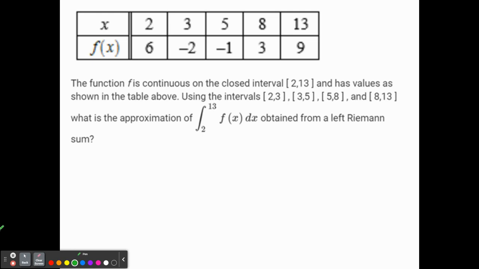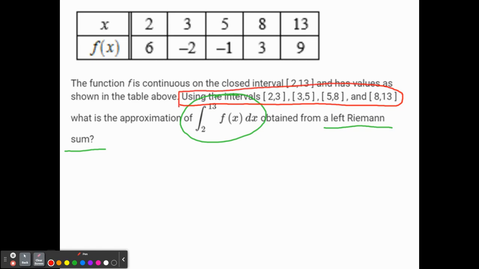The first thing that sticks out to me is that this is a left Riemann sum problem where I'm approximating this definite integral. The next thing that sticks out to me in this problem is that I'm given the intervals that are going to be used for each of the rectangles in my Riemann sum.